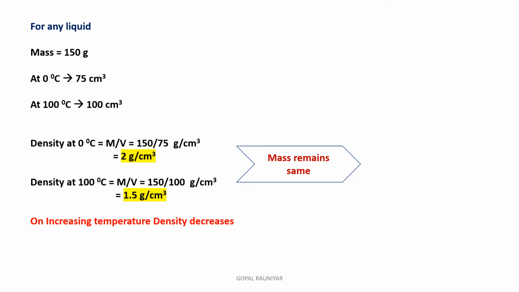Now in the second case, after raising the temperature to 100 degree centigrade, mass upon volume, mass will be the same, 150 gram, but the volume increases and it is 100 centimeter cube, means 150 upon 100, that will be equal to 1.5 gram per centimeter cube. So here we can see that at 0 degrees Celsius the density is 2 gram per centimeter cube, and after increasing the temperature to 100 degrees centigrade, the density becomes 1.5 gram per centimeter cube. So we can conclude that on increasing the temperature, density decreases.